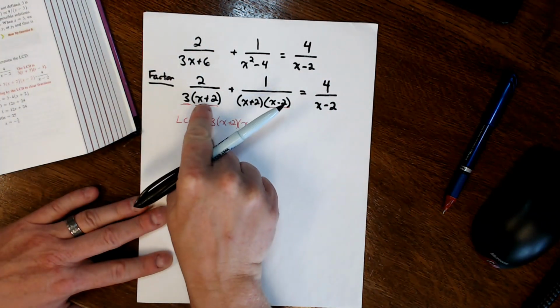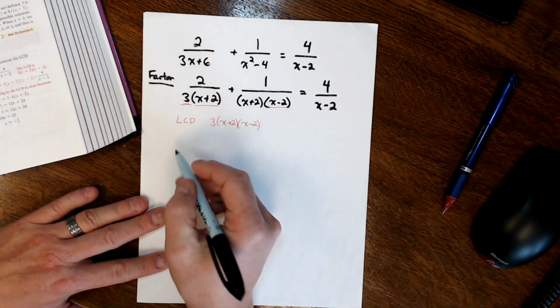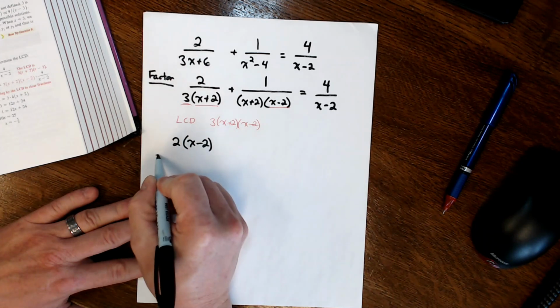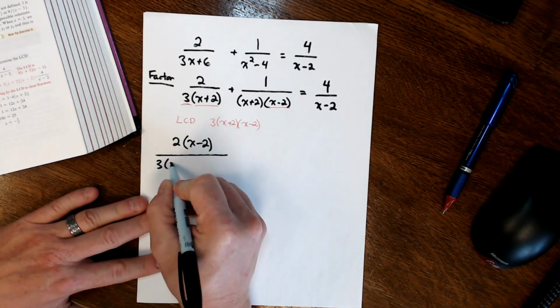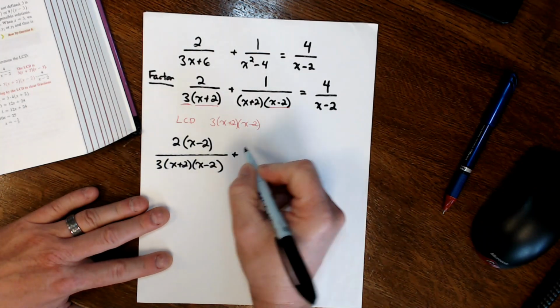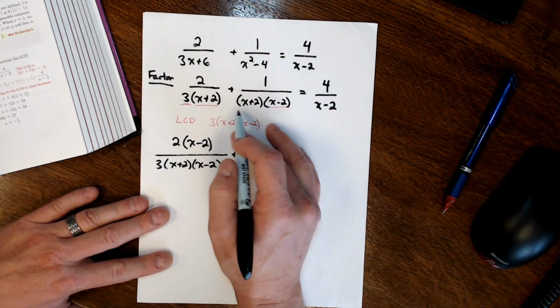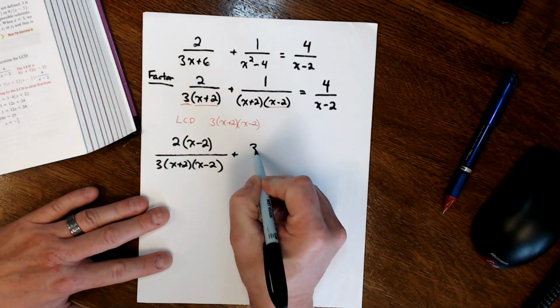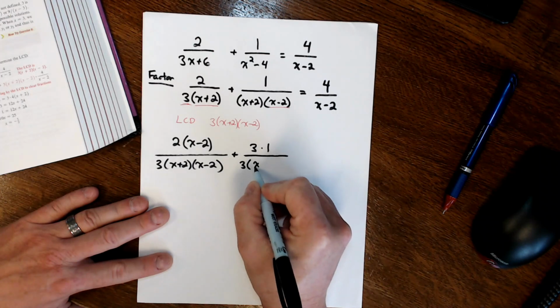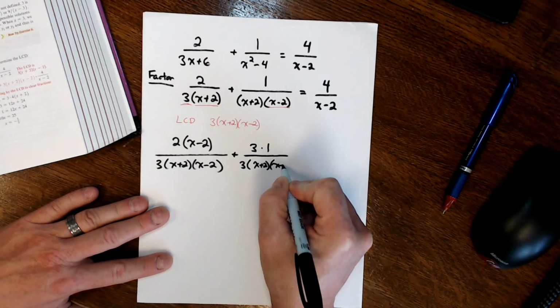So in this first one here, I'm missing the x minus 2. So I'm going to do 2 over x minus 2. And then I'm going to multiply the bottom by 3, x plus 2, x minus 2, plus, and then I'm missing a 3 over here for this one. So it's going to be 3 times 1 all over 3 times x plus 2 and x minus 2.